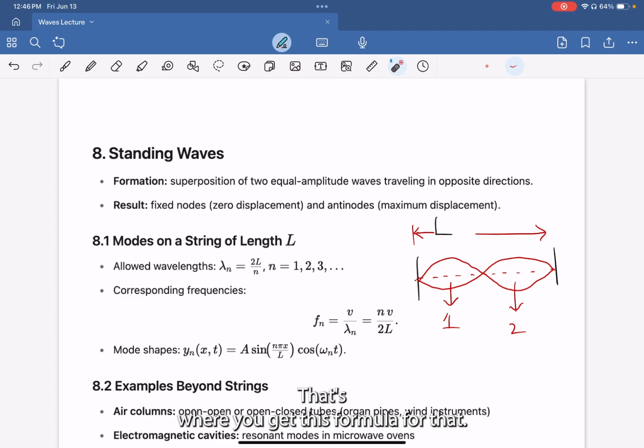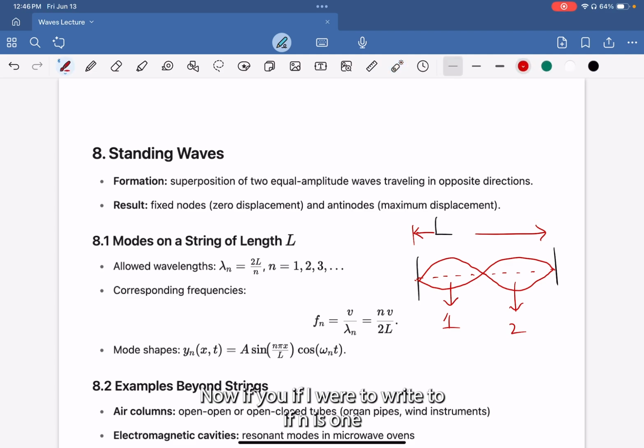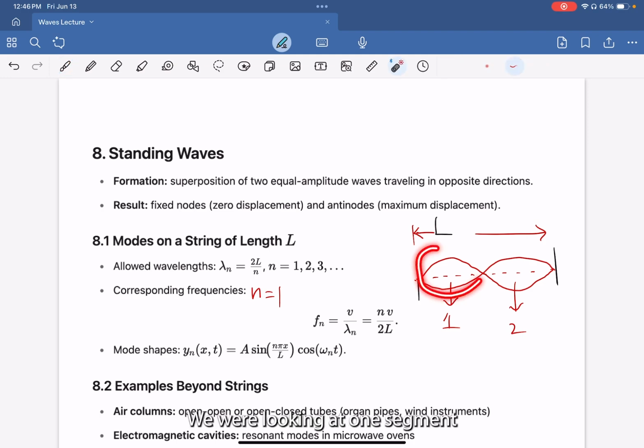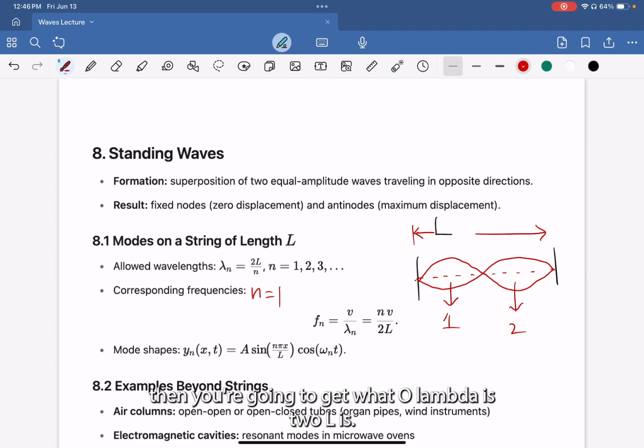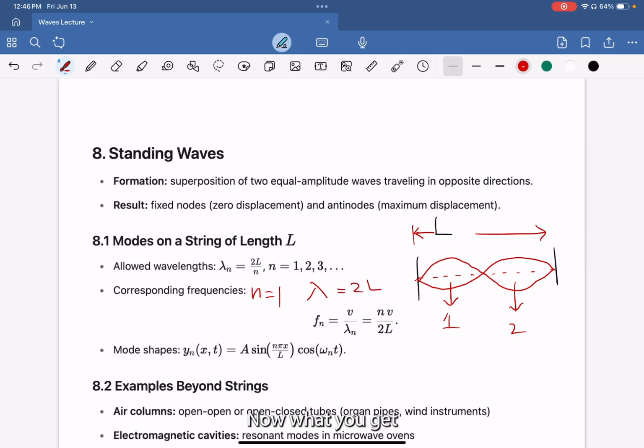That's where you get this formula from. See that? Just what I told you now. If I were to write it, if n is 1, because we are looking at one segment, right? We were looking at one segment, and that means n is 1. And in this equation, if you put n is 1, then you're going to get what? Oh, lambda is 2L. Isn't that what you get? Or the length is lambda by 2, which is what I was trying to tell you.